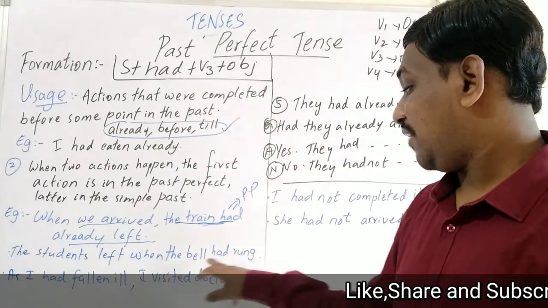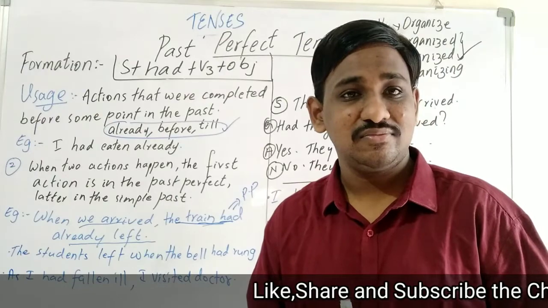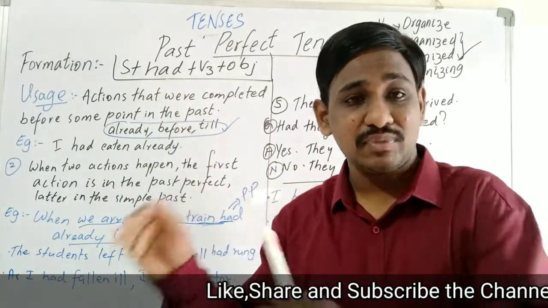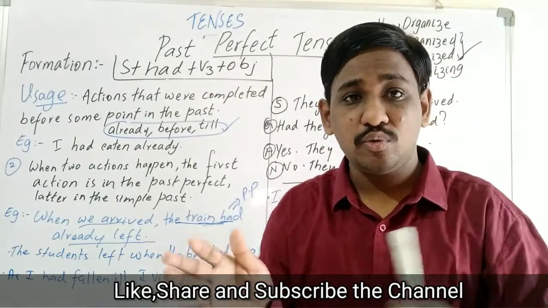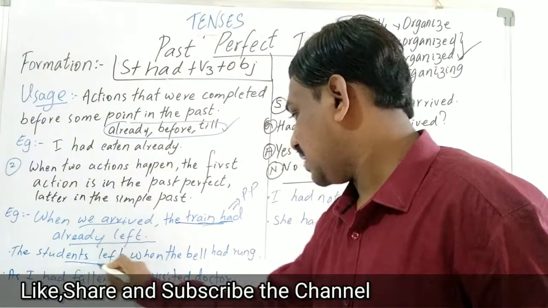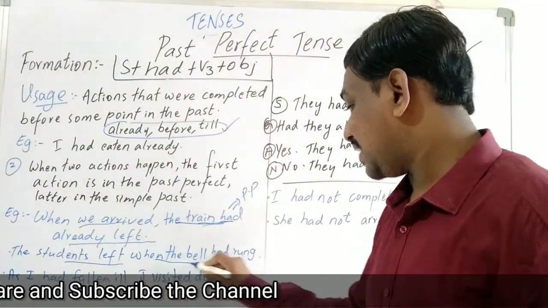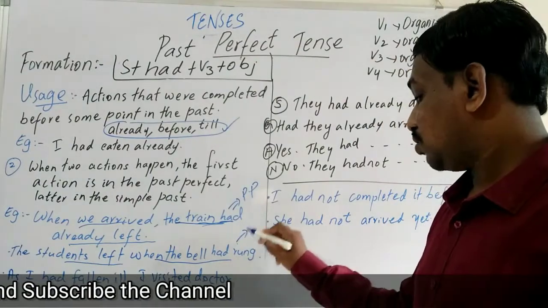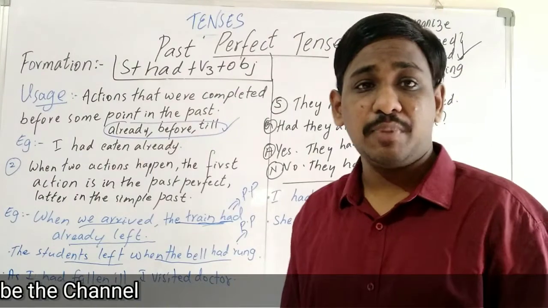Let us see the next sentence. The students left when the bell had rung. What is the first action? The bell had rung. Then only the students left. The result after the bell had rung was students leaving the classroom. So the students left is in simple past because it is the result. The first action, the bell had rung, is in the past perfect. The latter action is in the simple past.